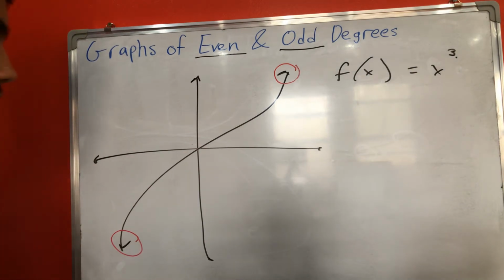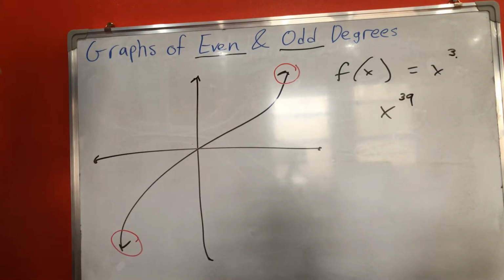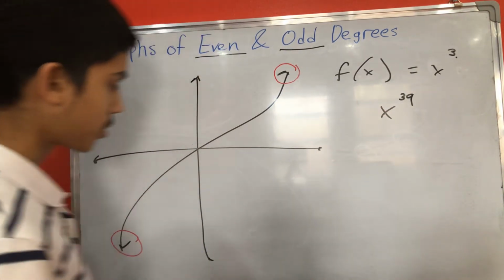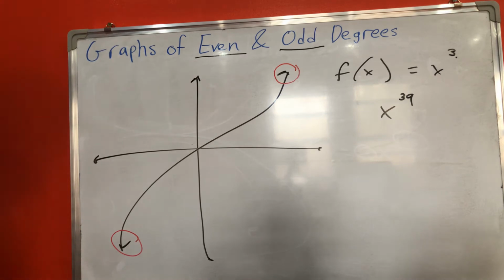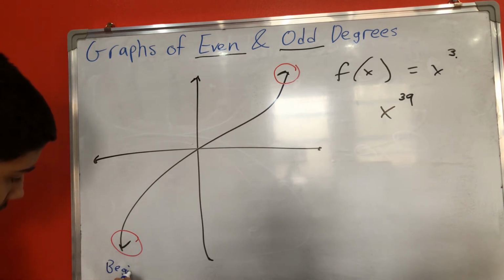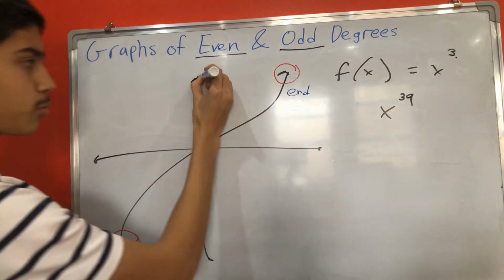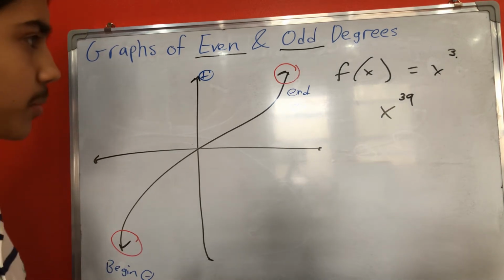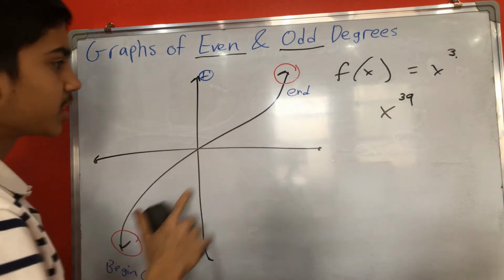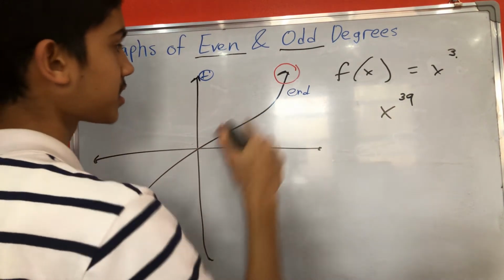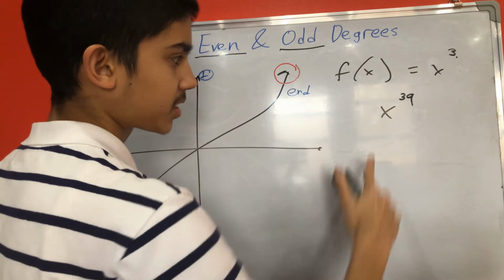So there's actually a trend. For example, if I have x to the 39 power, it's going to look like this because it's positive, it's not negative. So if it's a positive odd degree, then the beginning is going to be negative and the end is positive, the positive part of the y-axis. That's how I remember it when we have odd degrees and it's positive: I'm going to look at where it ends. Since the graph of x cubed looks like this, it ended in the positive, and that's why it's a positive function.